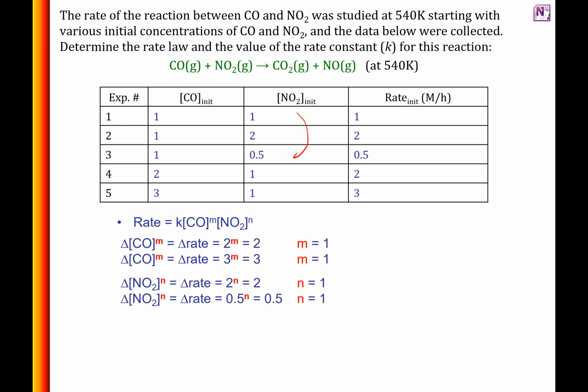Here we cut our concentration in half. What happened to our rate? It also went down by 1/2. So 0.5 raised to the n is equal to 0.5. So again, n is equal to 1. Okay, so m is equal to 1, n is equal to 1. Our overall reaction order is 2.